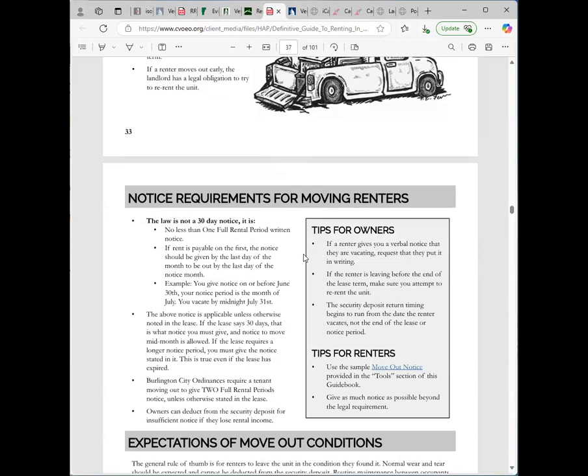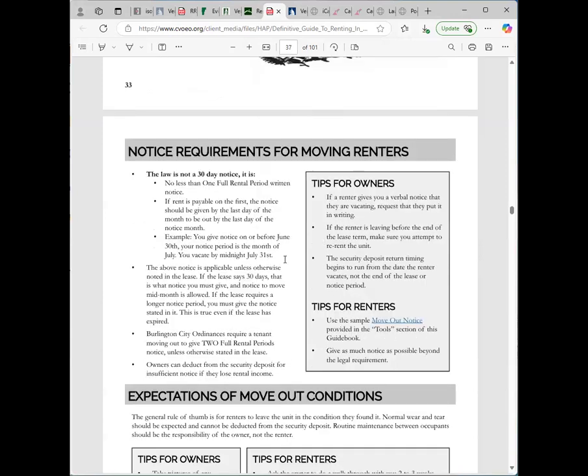Okay, tips for owners, notice requirement for moving renters. So the law is not a 30-day notice. It is no less than one full rental period written notice. So yeah, this is a sticking point. This happens a lot. It's not 30 days in Vermont. It's one full rental period.